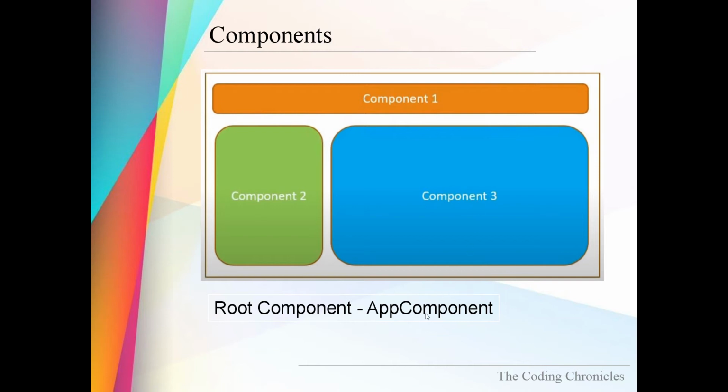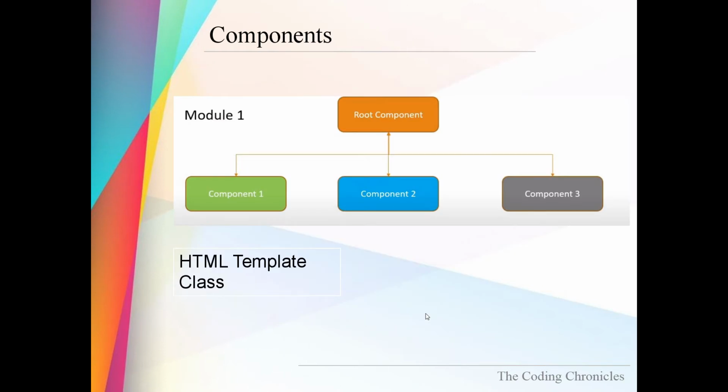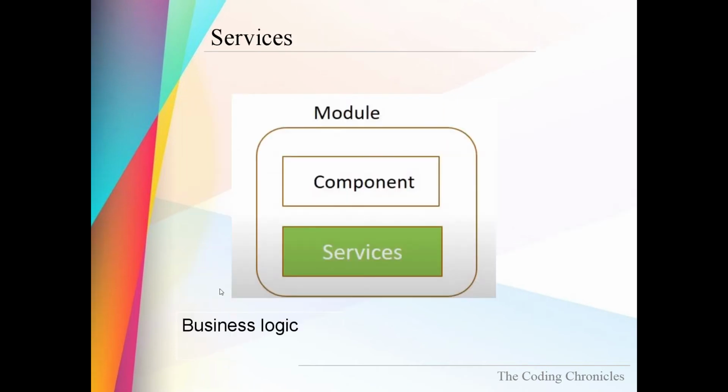An Angular application by default will have a root component. This is called the app component. All the other components are nested inside the root component. Each component contains an HTML template and a class to control the logic of the particular view. A module will also contain services, which are classes where the business logic is maintained. The module and components contain more elements, but we'll discuss each in detail in another video.